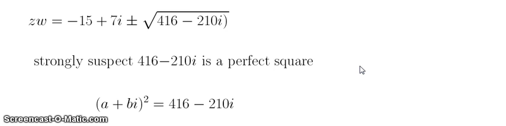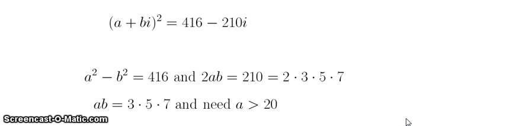So I need some complex number, a plus bi, that when I square it, I get 416 minus 210i. That sounds pretty nasty, but if things are integers, it's probably not too bad. When you square the quantity a plus bi, you get a squared plus 2abi plus b squared i squared. So a squared minus b squared is the part that doesn't have any i's in it anymore, and that's 416. And the 2abi has to be 210i.